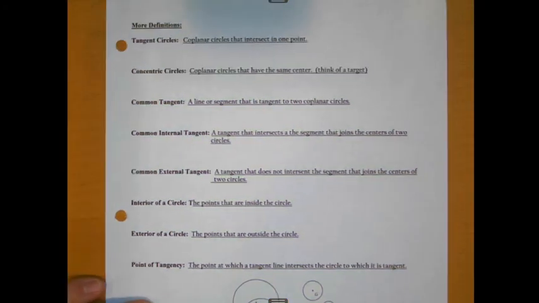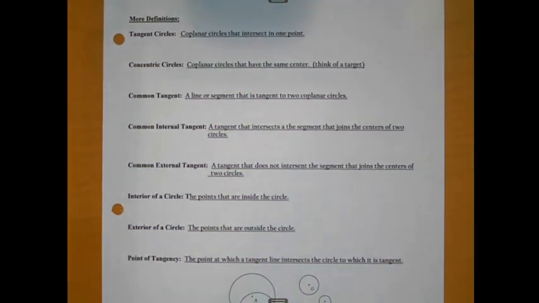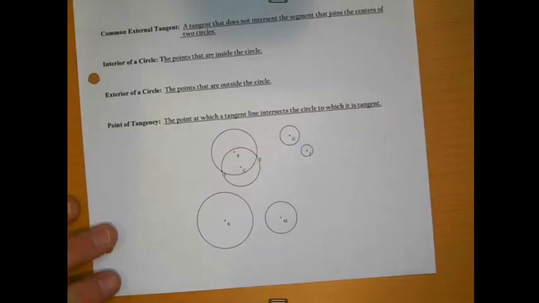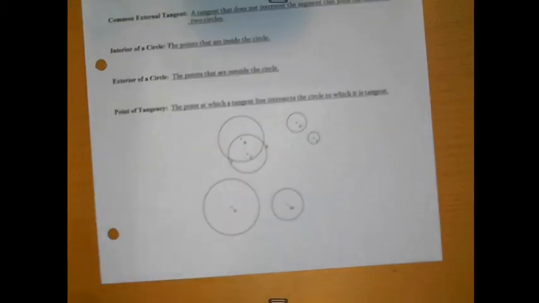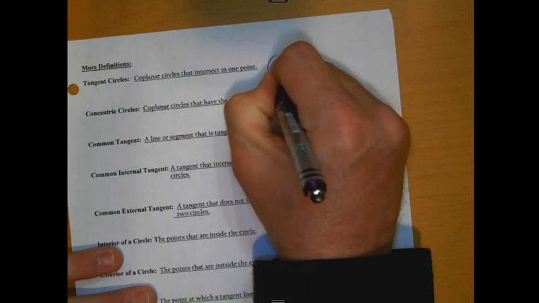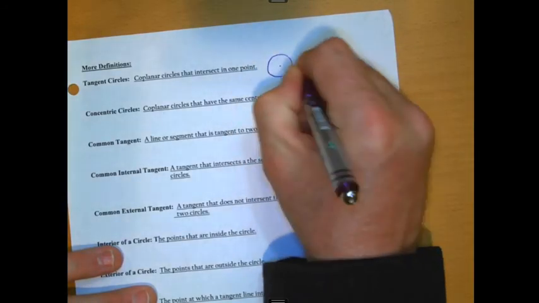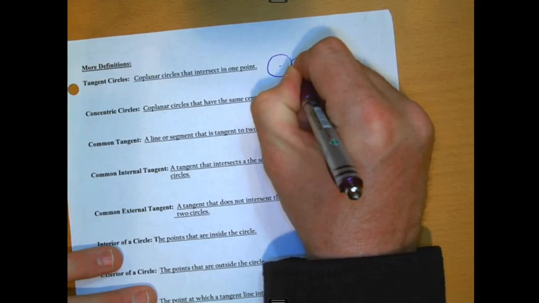We'll get to those. All right, last page, talking about tangents. Here are all the common tangents. And then down here are some circles. All right, tangent circles are coplanar, same plane circles that intersect at one point. Oh, well, there's no examples of circles that intersect at one point here. So let's see if I can draw some. That's pretty good. And that is not very good.